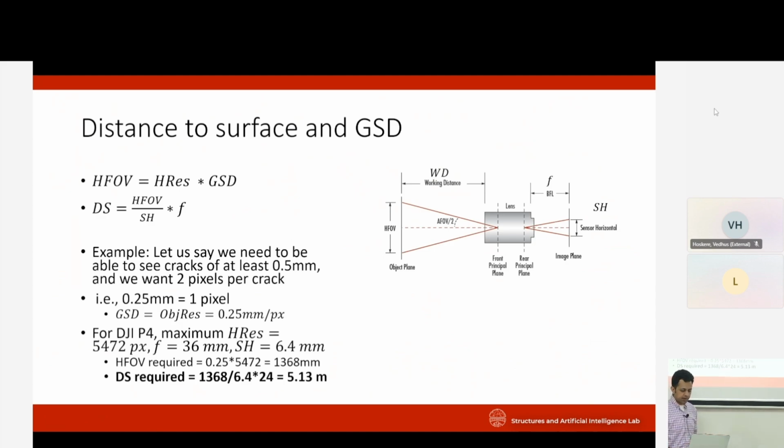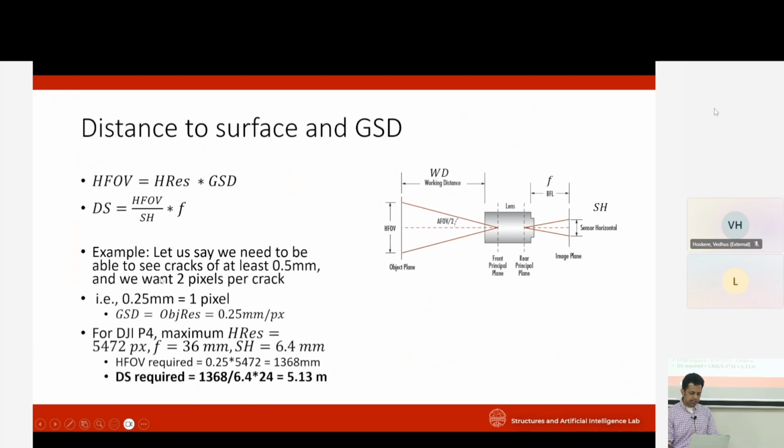So how do we do that? We can use this figure. We have the horizontal field of view divided by the sensor horizontal width, which is SH in this case, times F is equal to this working distance, which is my distance to surface, okay, just from similar triangles.